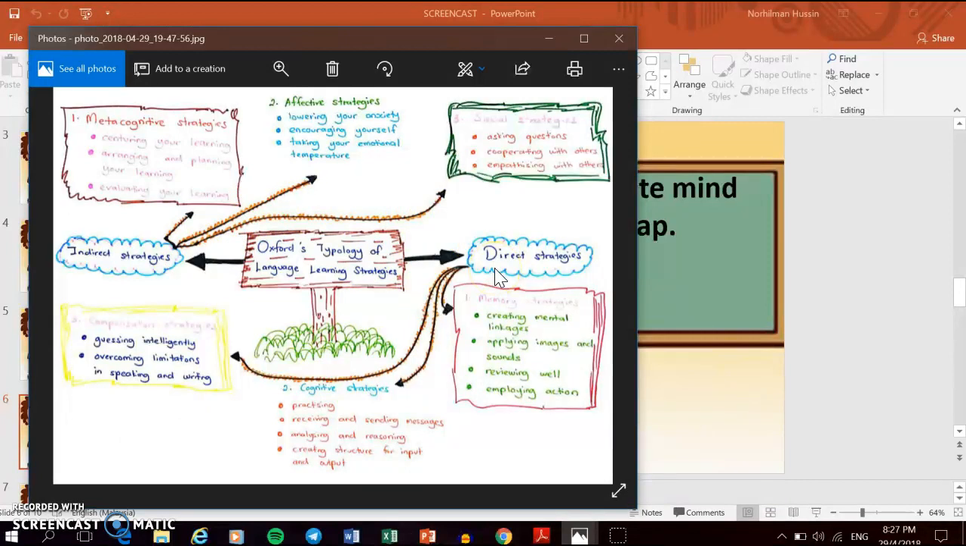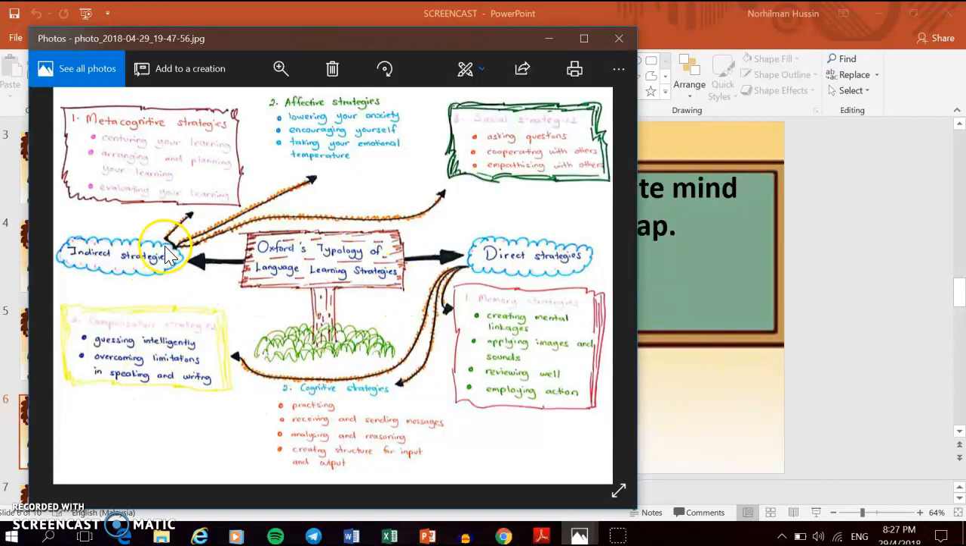The direct strategies, there are 3 of them. The first one is the memory strategies, where I create mental linkage, applying images and sounds, reviewing well, employing action. And the second type is cognitive strategies, which are practicing, receiving and sending messages, analyzing and reasoning, creating structure for input and output. And the third one is compensation strategies, like guessing intelligently and overcoming limitations in speaking and writing.